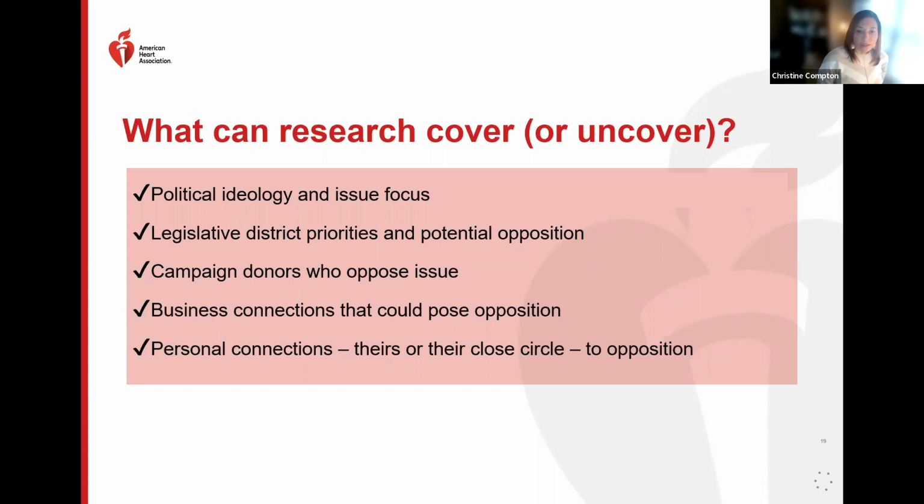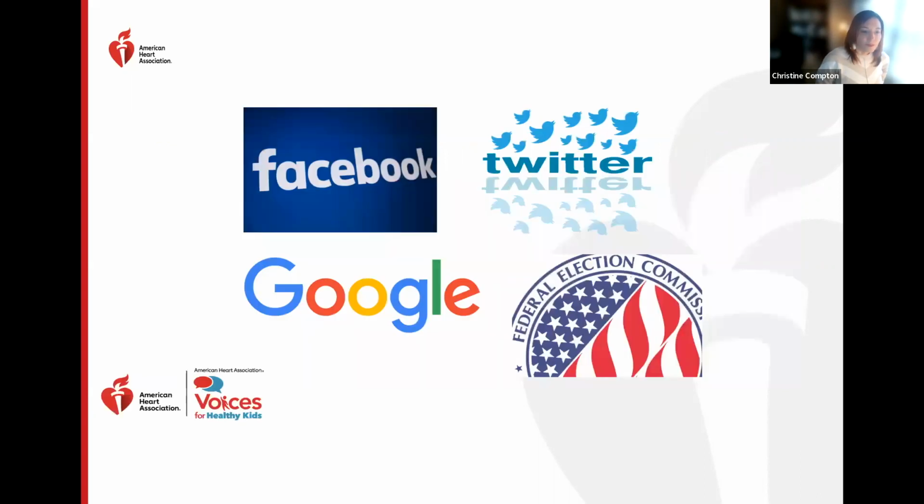So you can obviously find a lot of this information by doing some digging. So the obvious ones, right, are the ones we're all familiar with: Facebook, Twitter, Google. Even the Federal Election Commission has reports that you could dig up. And of course, campaign finance reports, which we're going to talk a little bit about next. But public resources for research.